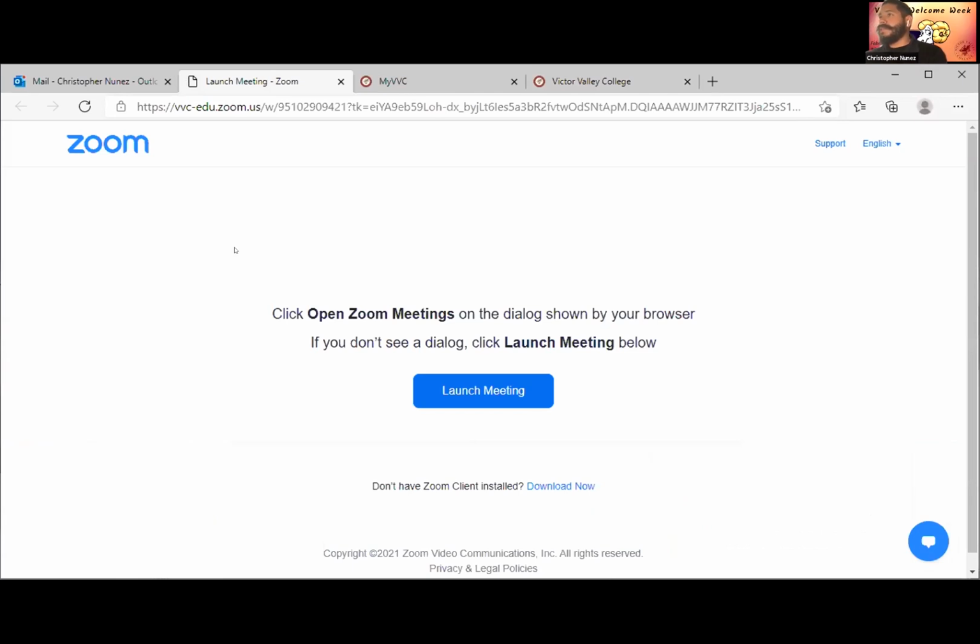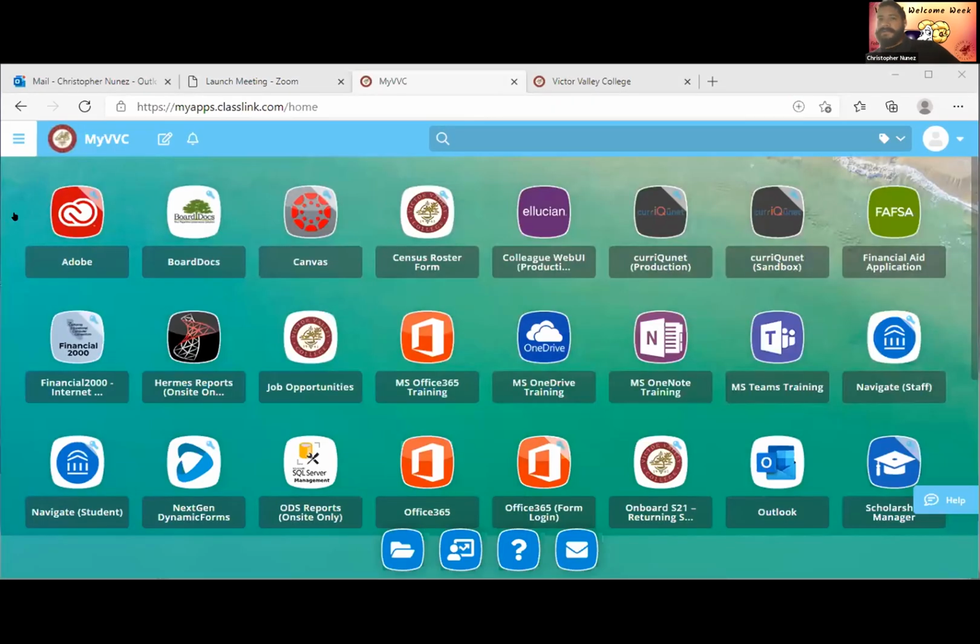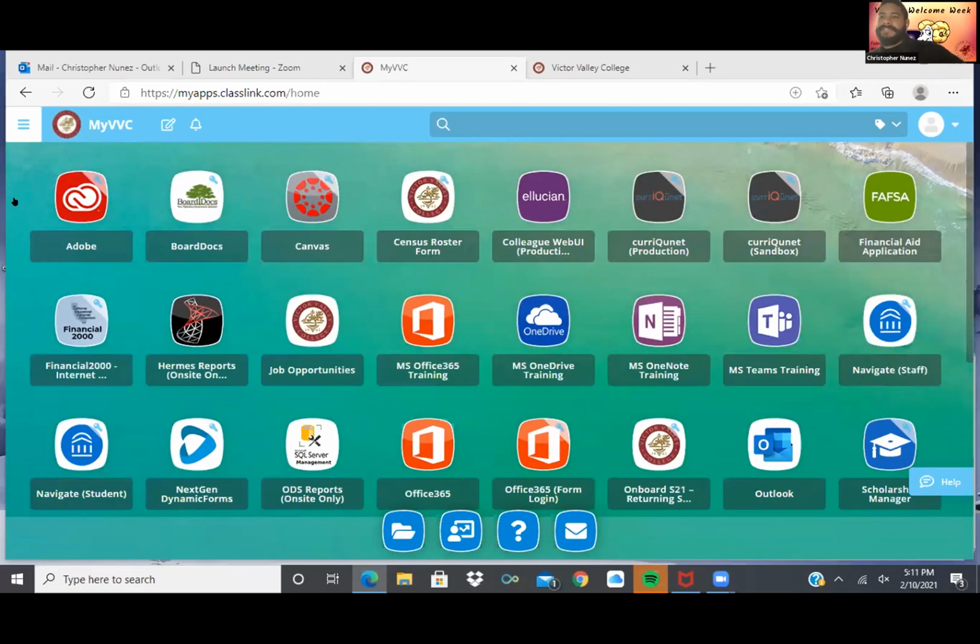I've got this toolbar in the way. And your My VVC will open up, and it should look something like this. Okay, so there it is. When you open up your My VVC, it should look just like this. To get your scholarship application going, you're going to want to click on Scholarship Manager. It's the one with the blue mortarboard.